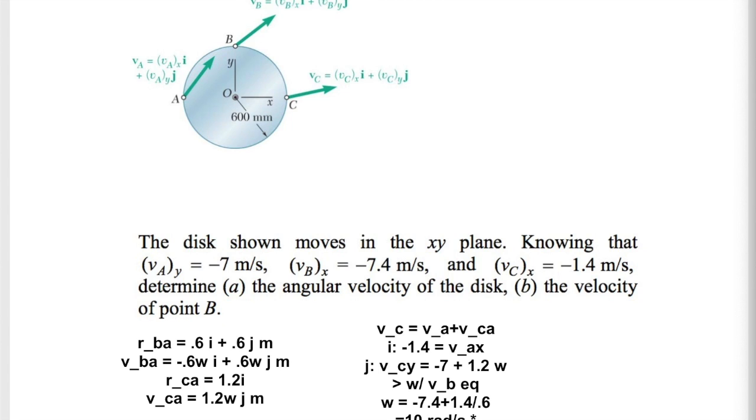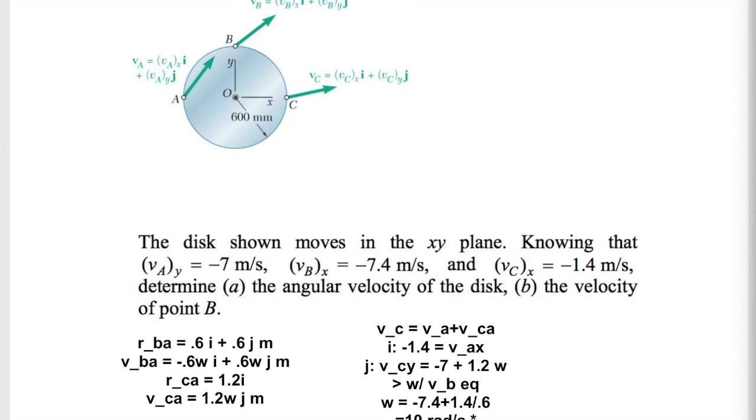We're going to split it up into separate components. We get this equation for the I, this equation for the J. We're going to do pretty much the same thing with C. Break it apart, and we actually get that in this I coordinate, negative 1.4 equals V A component. So this velocity A axis component is negative 1.4. We can split that velocity C into its J, and then we get this VCY component.